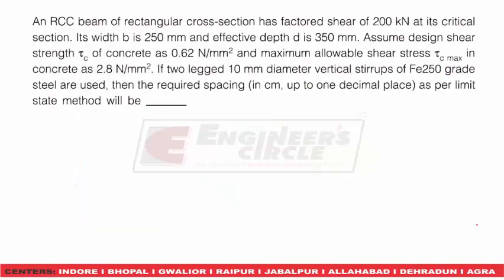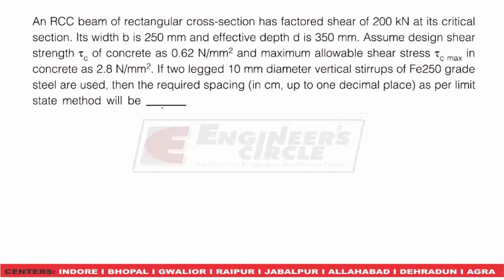The next question is: an RCC beam of rectangular cross section has factored shear of 200 kilonewton at its critical section. Its width B is 250 mm and effective depth D is 350 mm. Assume design shear strength tau c of concrete as 0.60 Newton per mm square and maximum allowable shear stress tau c max in concrete as 2.8 Newton per mm square. If two legged 10 mm diameter vertical stirrups of Fe 250 grade steel are used, then the required spacing in centimeter as per limit state method will be.